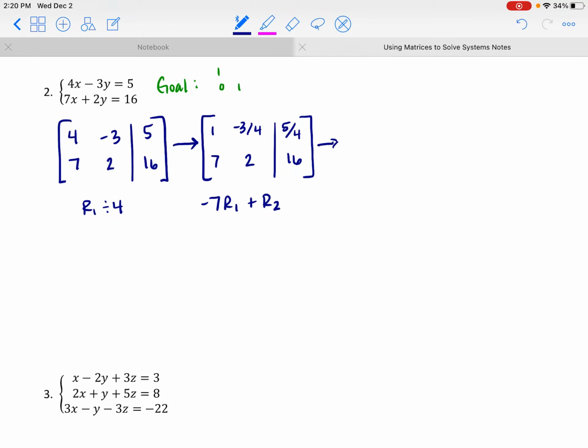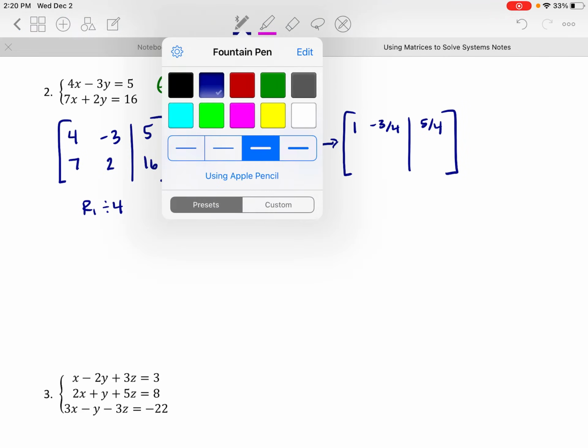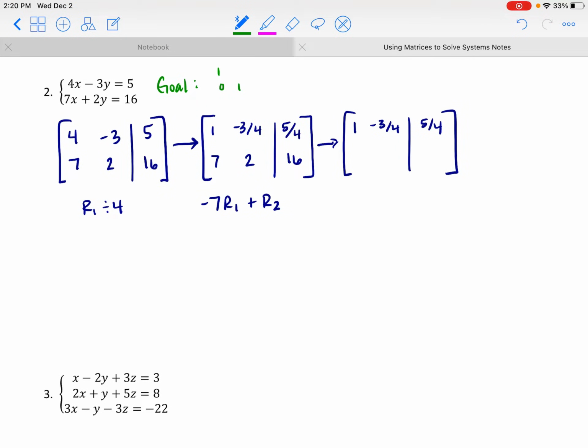Okay, so it's not going to change row 1. The goal was to change row 2 by adding a multiple of another row to it. So I'm not changing the 1, the -3/4, or the 5/4. Okay, I'm just changing row 2. And just so you can see the work, if I did -7 times row 1, -7 times 1 would be -7. -7 times -3/4 is going to be 21/4. And then -7 times 5/4 would be -35/4. And then row 2 was 7, 2, and 16.